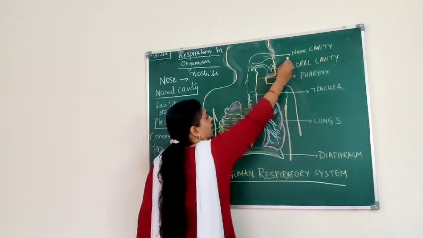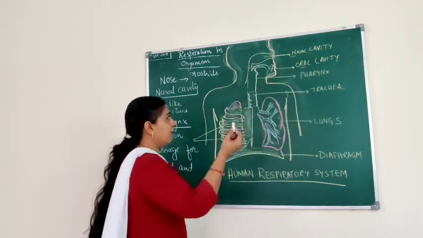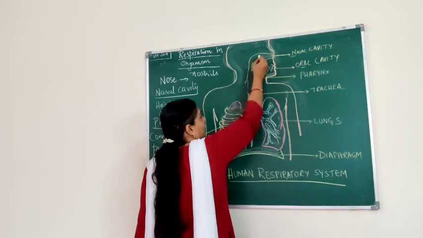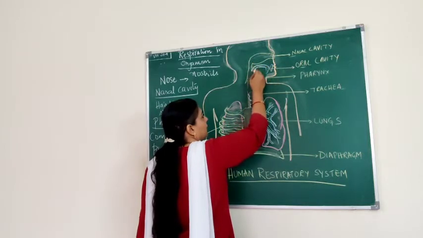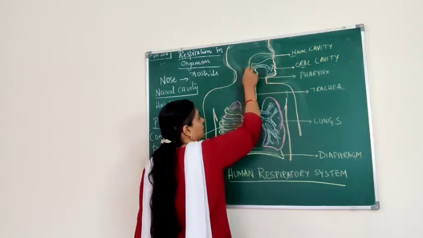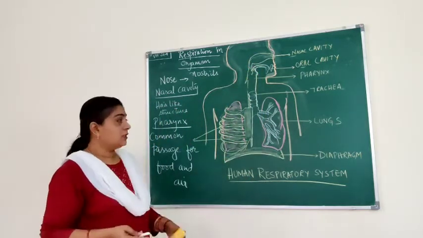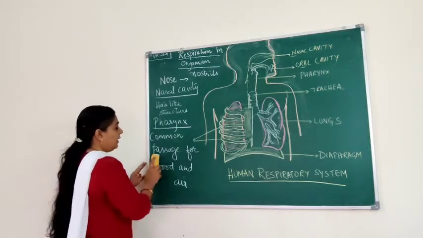See, here we have the nasal cavity, and this is the oral cavity, the buccal cavity, right? The air is entering like this, and the food will also enter. Where is it entering? It is entering here in the pharynx. So pharynx is a common passage for both food and air.